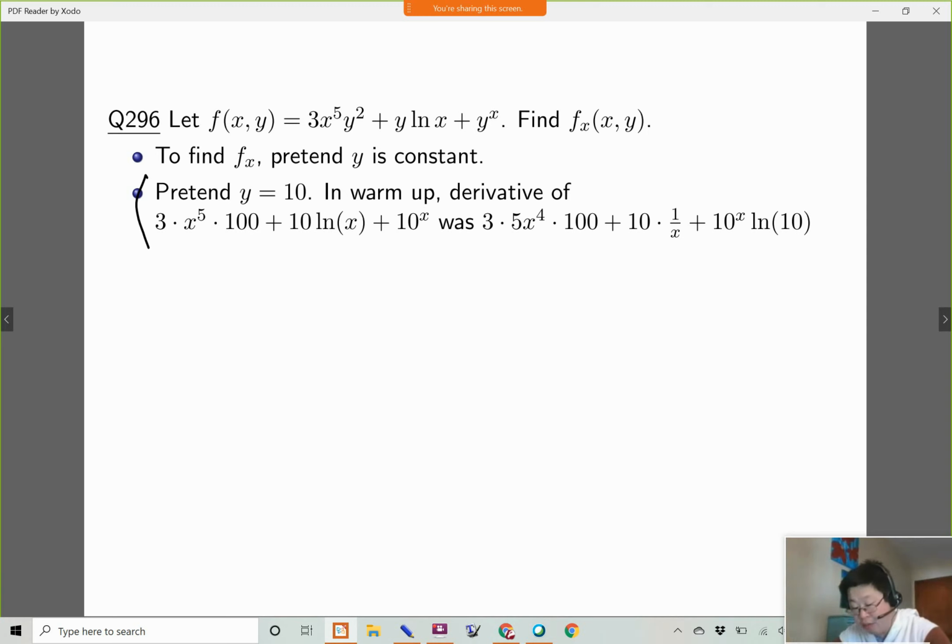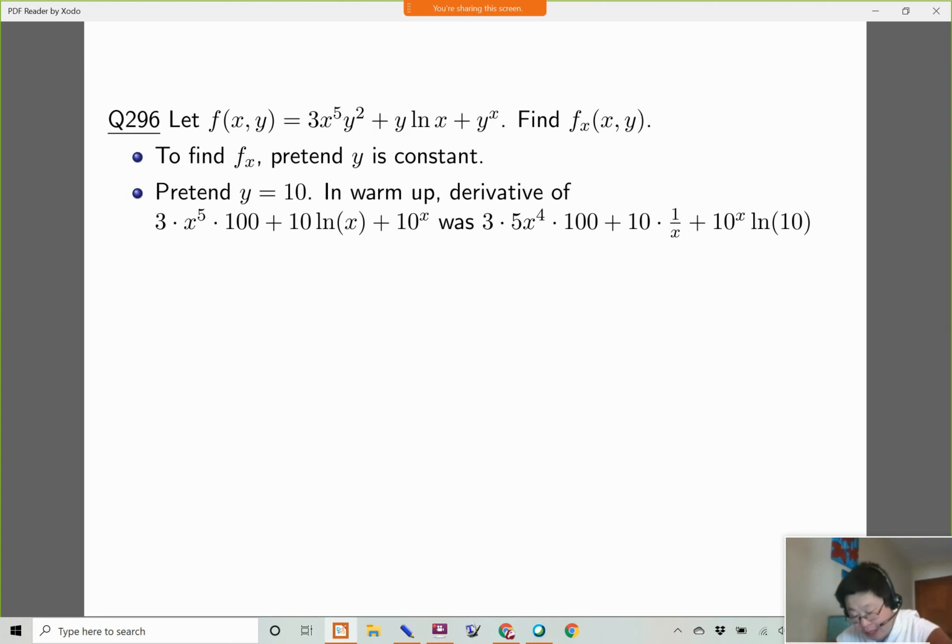So if we pretended y is a constant and even picked, just for a moment, temporarily, a specific constant, 10, then this should become 3 times x to the 5th times, and then if y is really 10, y squared, 100, plus y ln of x. I'm plugging in 10 for y right now, 10 ln of x, plus y to the x, plugging in 10, we have 10 to the x. This was actually the warm-up. The warm-up said, given this function, differentiate it. In the warm-up, this was called f of x, and you were asked to find f prime of x.